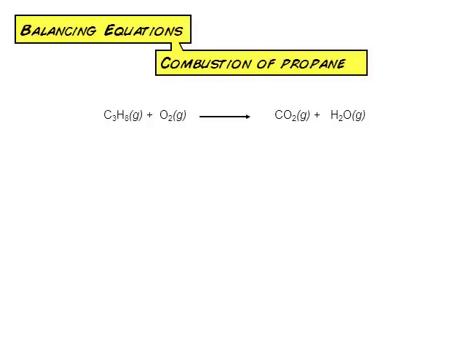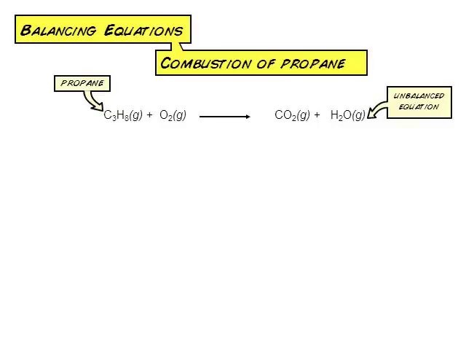Let's take a look at balancing equations. We'll use the combustion of propane as an example. C3H8, a gas, propane, can react with oxygen in a combustion reaction to give CO2 and H2O. The reaction equation given here is an unbalanced equation.